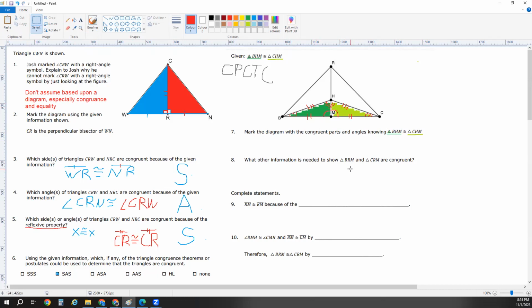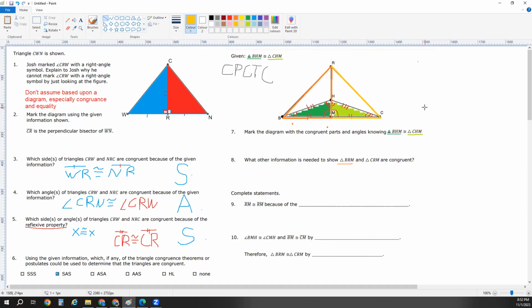What other information do I need to know to show that BRM, let's make that one orange, BRM, that's this big one. What do I want to do with BRM? I should use the triangle drawing tool. BRM is going to be congruent to CRM. What other information do I need to know that?